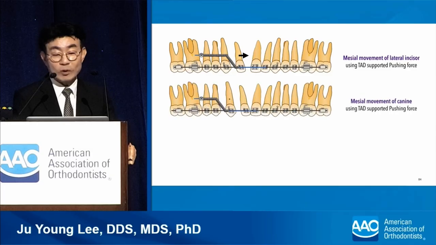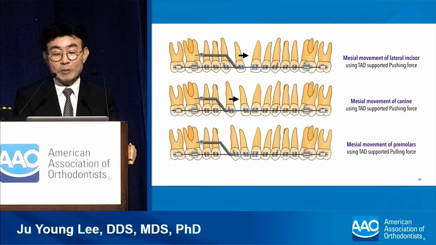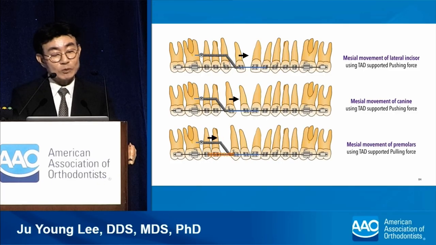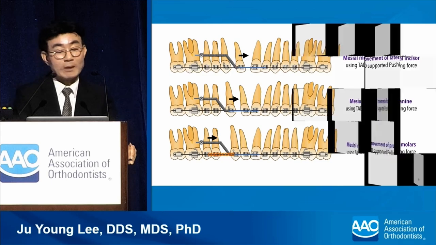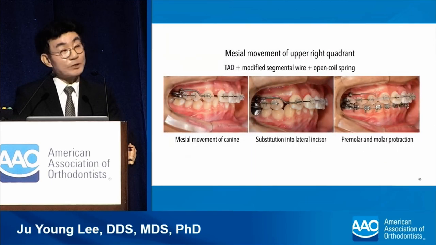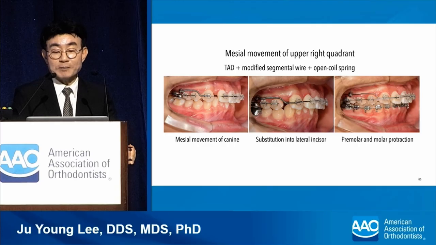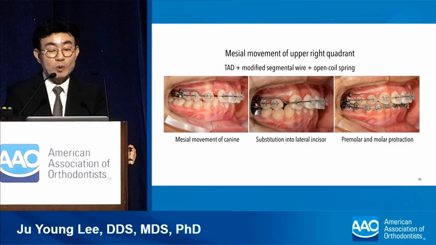Then the canine was moved anteriorly solely as it has a long stubborn root. The pushing force was very effective for the major movement of the canine. All remaining teeth on the right were moved mesially afterward. After moving the lateral incisor mesially using a lead spring, the canine was subsequently moved mesially to replace the lateral incisor. After the canine moved, the premolars and molars were shifted mesially as well.